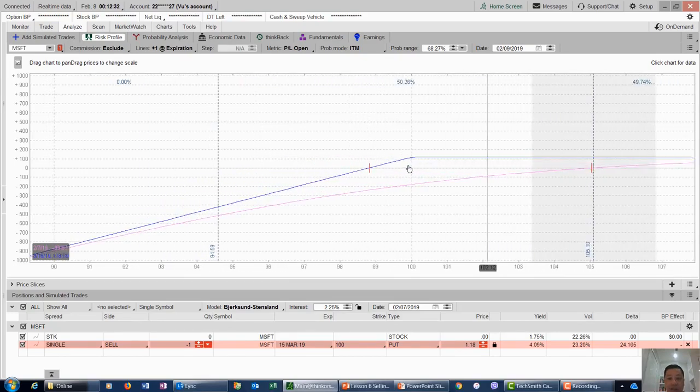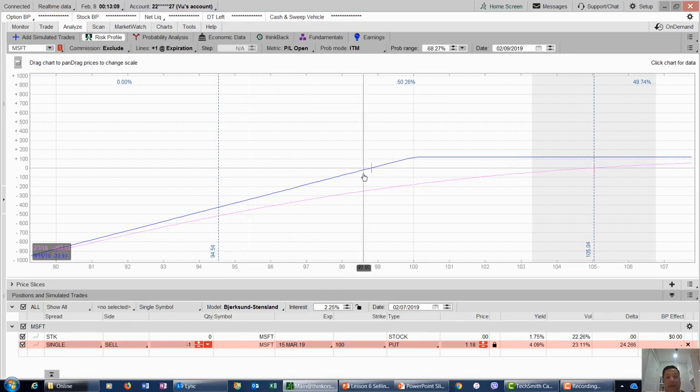Okay, so if the stock price goes up, you don't have any risks, but your max profit is capped. And you can see in the little corner box here, if the stock goes up, you make $118 as a max profit. If it goes down, at a certain point, the break even point, which is about 98.8, that's where you break even. Below that, you will start losing money.